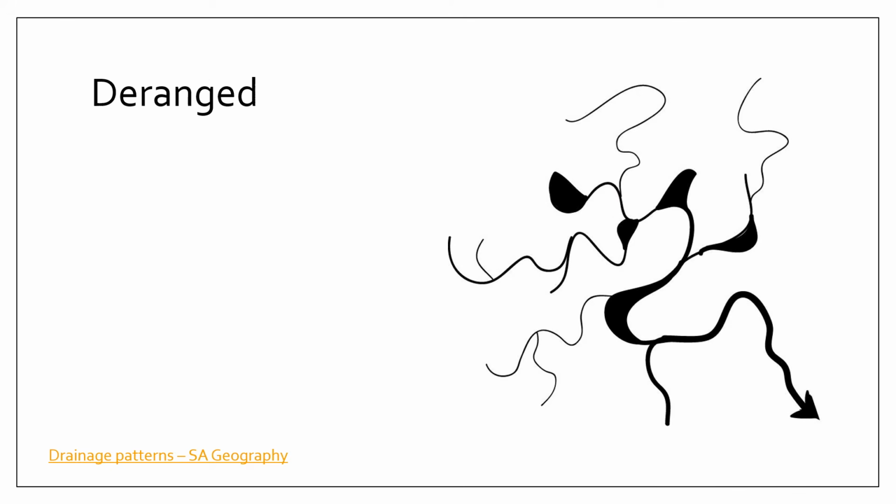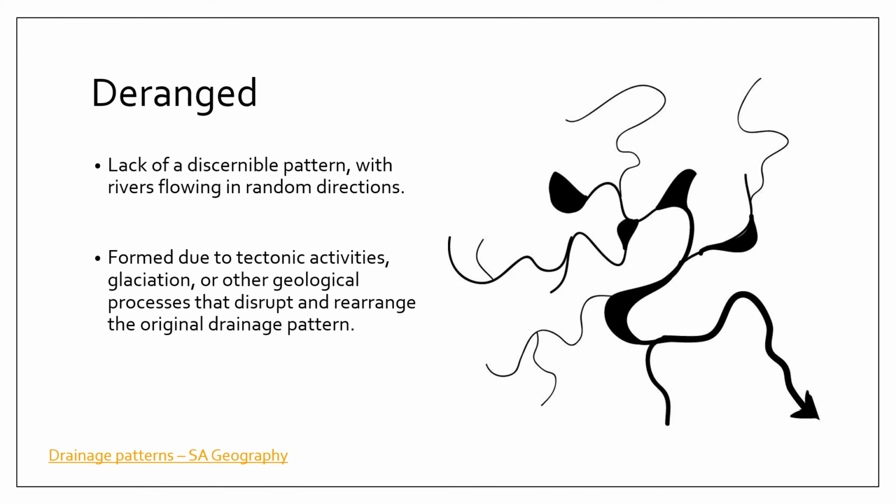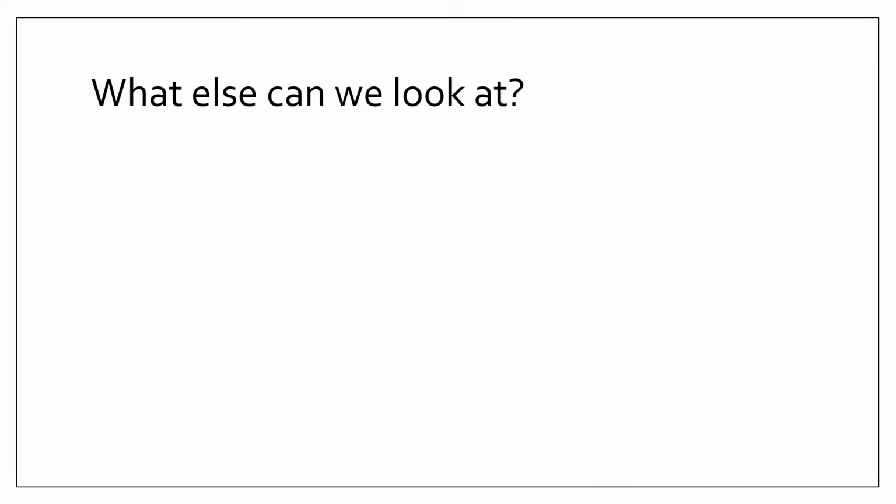We've got deranged, pretty much there's almost no pattern with rivers flowing in random directions, flowing into lakes, larger lakes, back into smaller streams, whole different reasons for that. And that could be tectonic activities, glaciation, or geological processes that disrupted the flow. It could even be due to human influences such as building dams at various points. So you've got all of those.